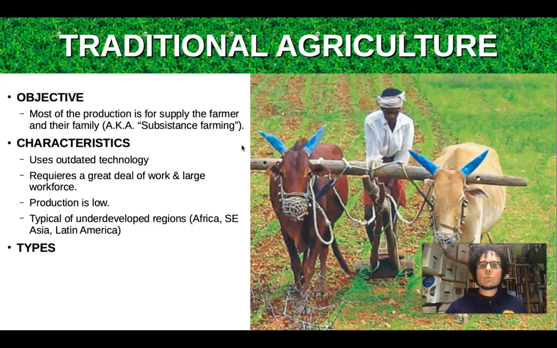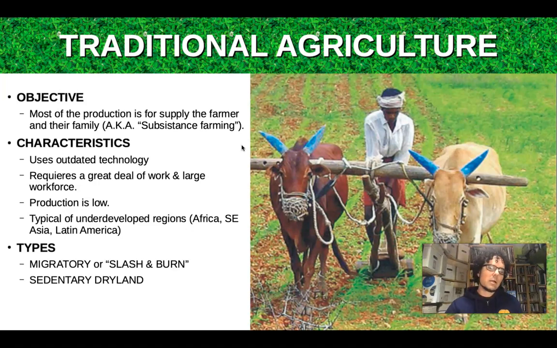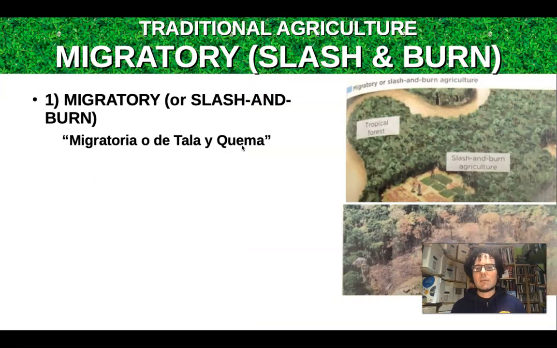Inside the traditional agriculture we find three types. Migratory, also called slash and burn, the agriculture of the sedentary dryland, and the agriculture of the irrigated monsoon areas. Okay. First one of these is the migratory or slash and burn. O sea, agricultura migratoria, que va cambiando de sitio, o de tala y quema, slash and burn.